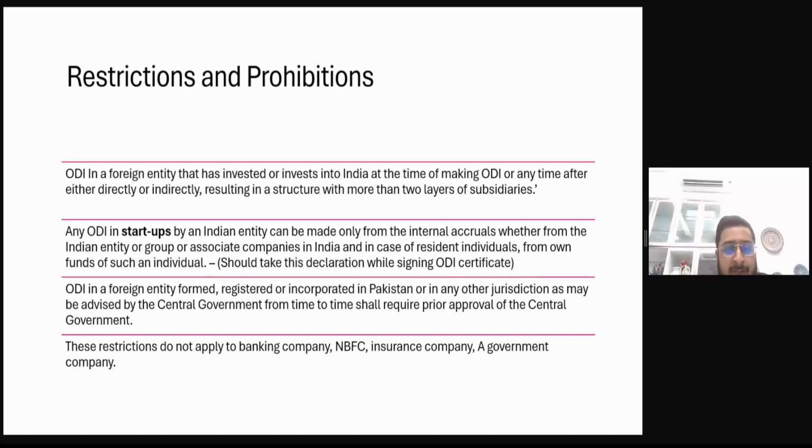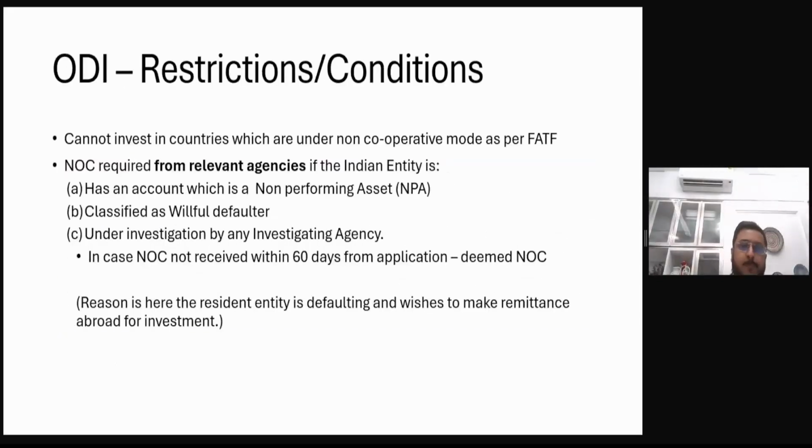And then there are some countries or jurisdictions where we require prior approval of the central government. For example, any entity incorporated or registered in Pakistan or some various other countries, you require approval of the central government to make the ODI. The above restrictions do not apply to banking companies, NBFCs, insurance companies, and government companies. Now, FATF we discussed: a company cannot make an ODI in an entity which is in a country under the non-cooperative mode of FATF.